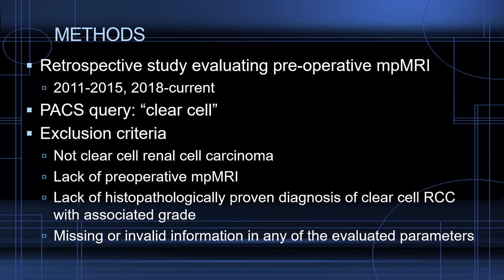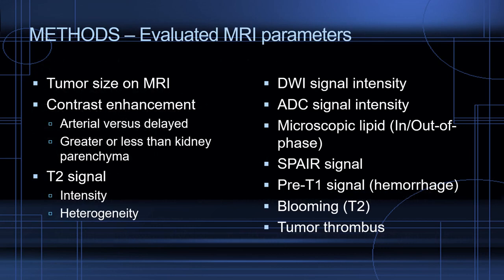This was a retrospective study between 2011 and 2015 and 2018 and the current. The PACS was queried for clear cell with exclusion criteria as listed below. These were the MRI parameters being evaluated within the study.